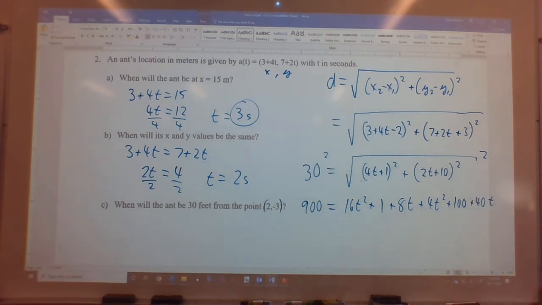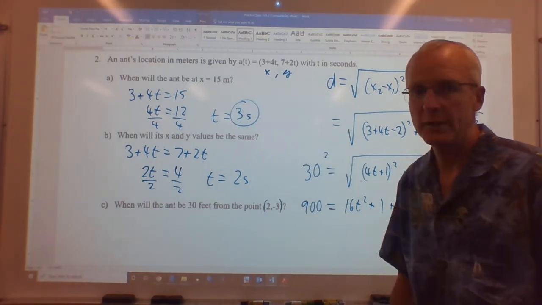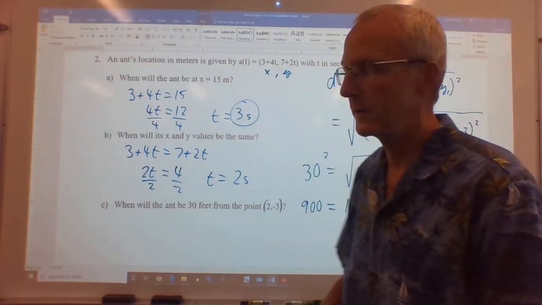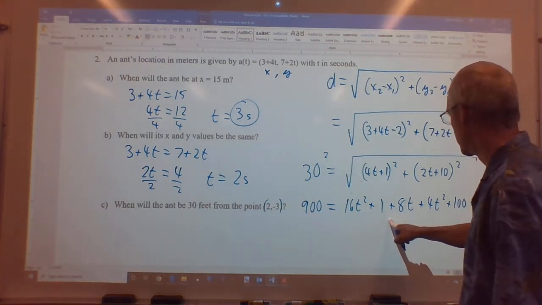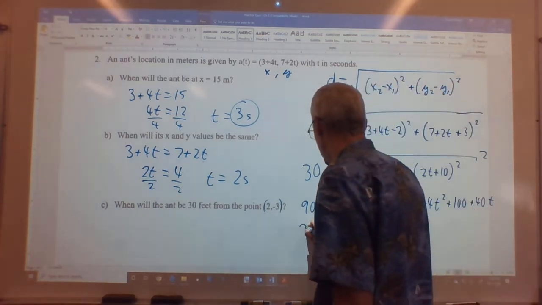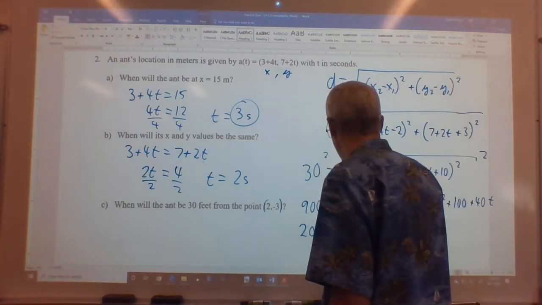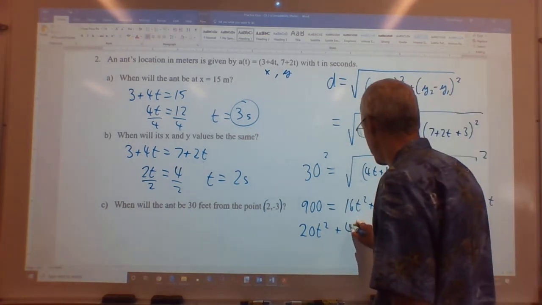Okay. Now we're going to put everything on one side and use the quadratic formula again. You're going to get really good at using the quadratic formula. Let's put everything on this side with the t squareds. So we have 16t squareds and 4t squareds, so 20t squareds, plus 8t and 40t, so plus 48t's.